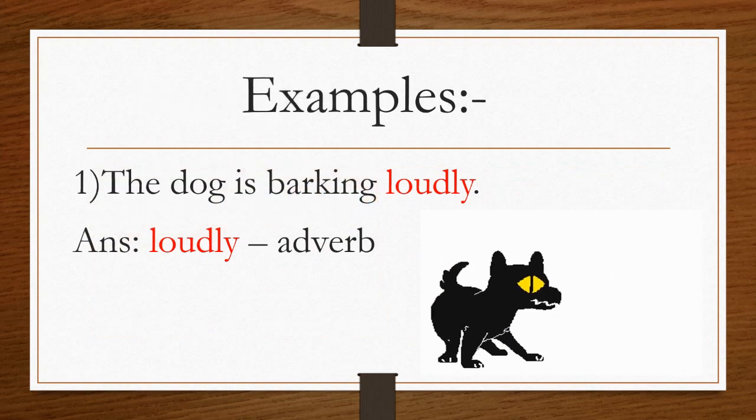Now, let's see the examples of adverbs in the sentences. The first sentence is, the dog is barking loudly. Here, the adverb is loudly because it is the word which is telling us about the verb barking. So, adverb is loudly.